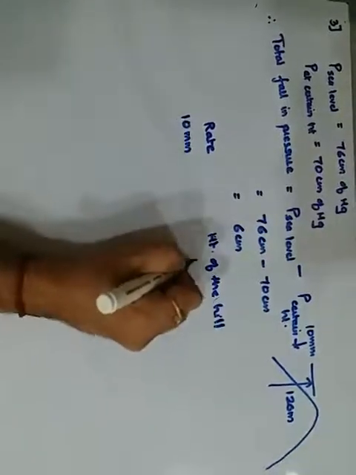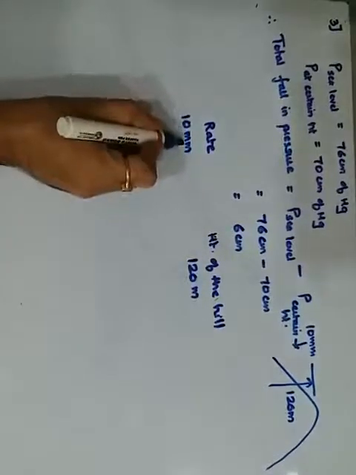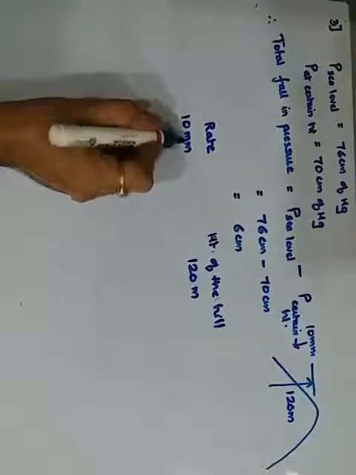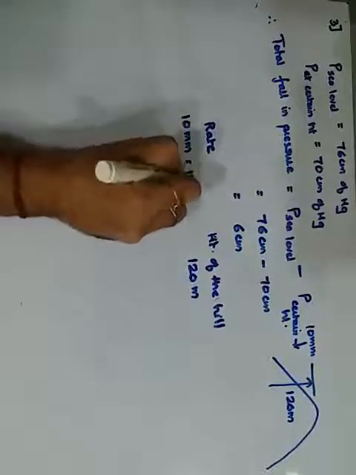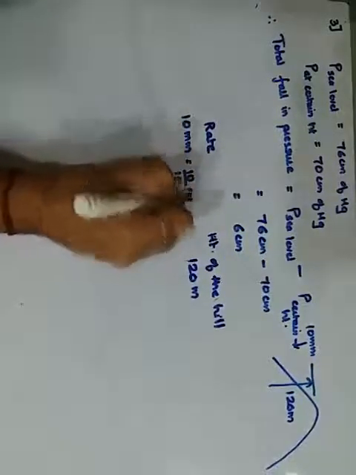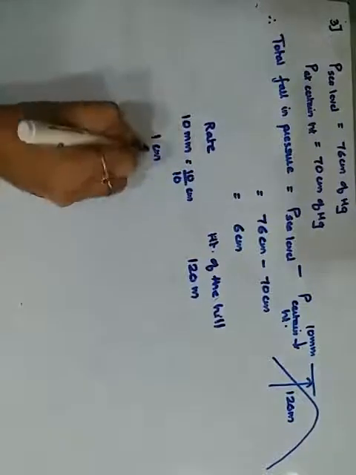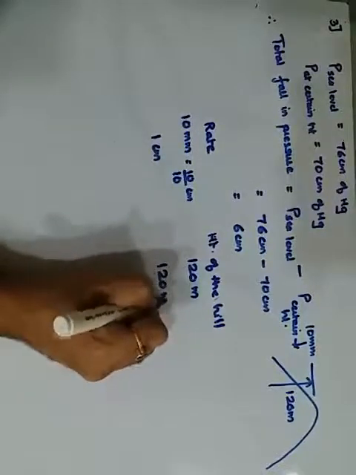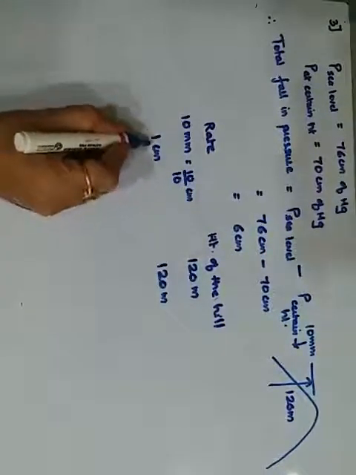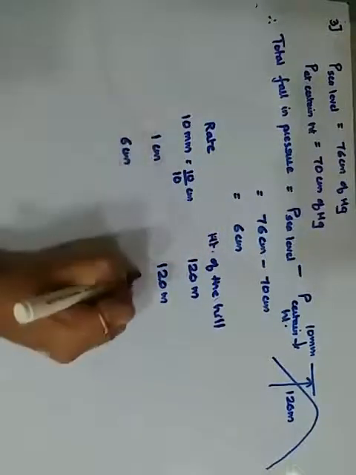But this millimeter I am going to convert into centimeter. So divide this by 10: 10 upon 10, it will become 1 centimeter. So when you ascend by 120 meters, the pressure falls by 1 centimeter. But when it is 6 centimeters, how much will be the height of the hill?